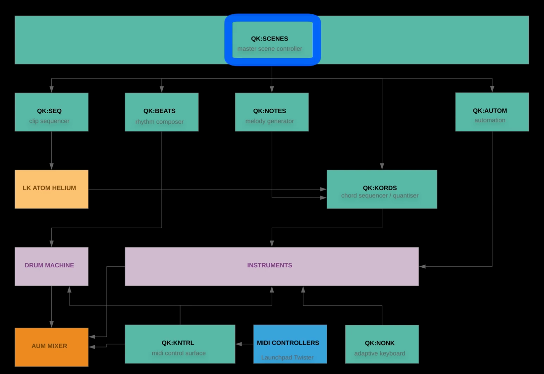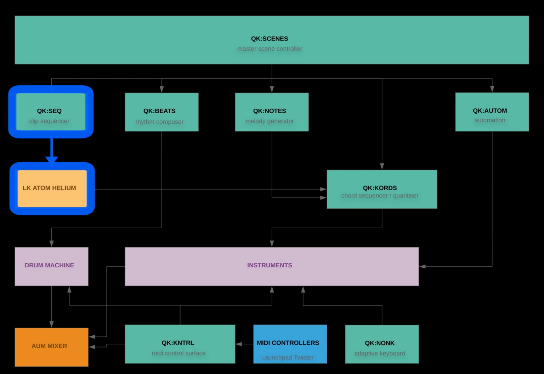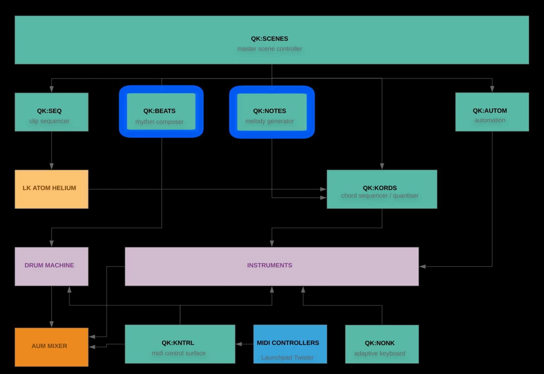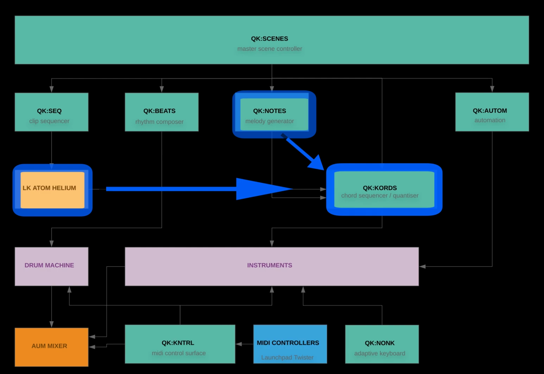Scenes is the master scene controller. Sequence is the master pattern clip sequencer for your piano roll app. You can sequence piano roll clips within scenes. Beats and Notes are scene-based rhythm and melody sequences and pattern generators. Chords quantizes incoming notes to the current chord and receives MIDI from Notes and your piano roll app.